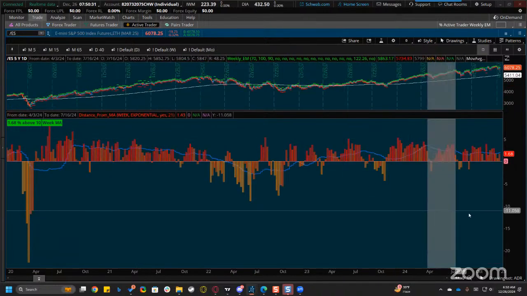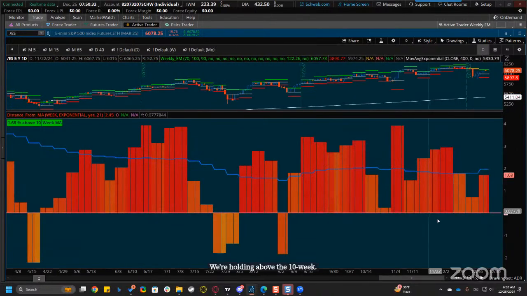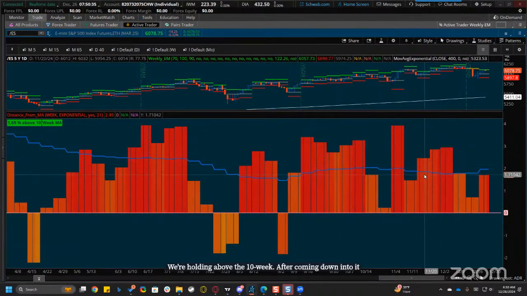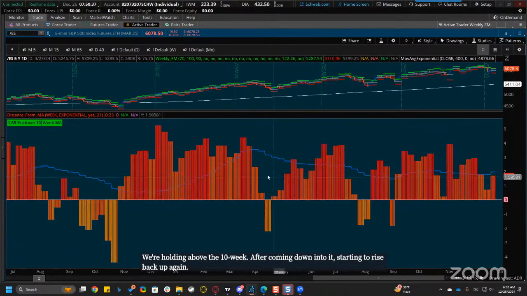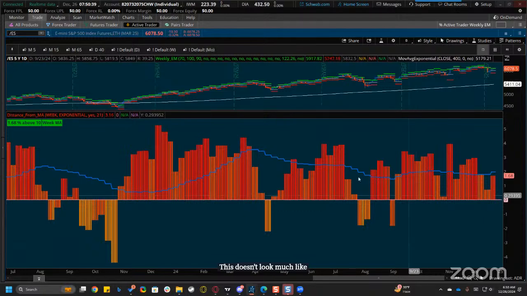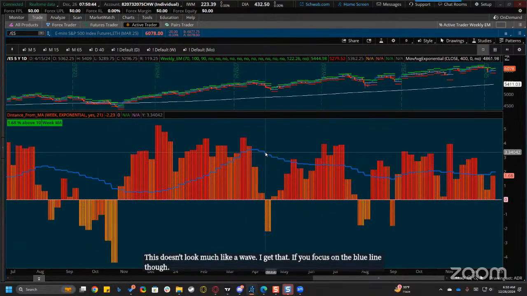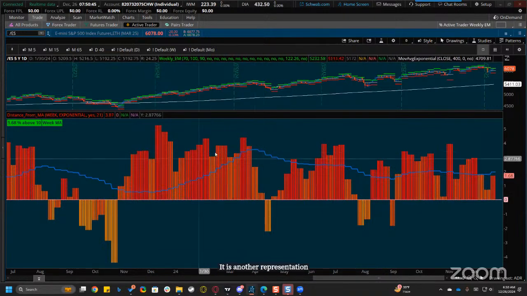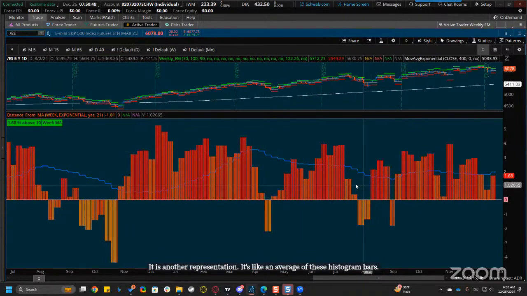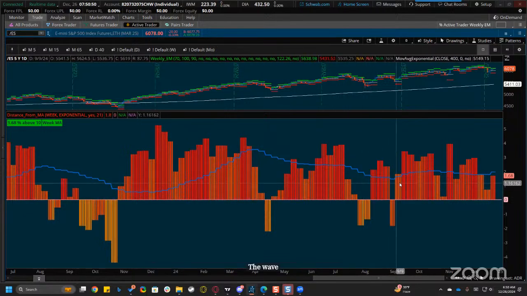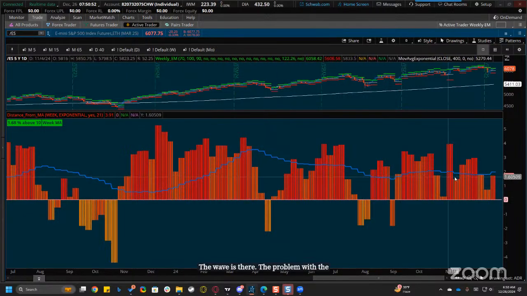We're holding above the 10-week after coming down into it, starting to rise back up again. This doesn't look much like a wave. I get that. If you focus on the blue line, though, it is another representation. It's like an average of these histogram bars. The wave is there. The problem with the wave is it's starting to flatten out, right?